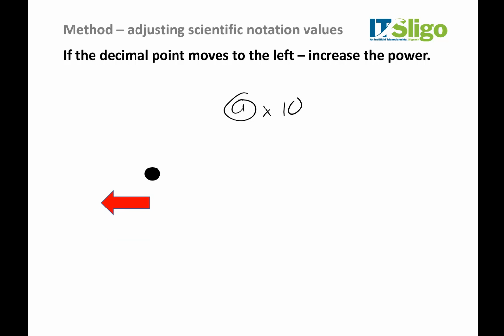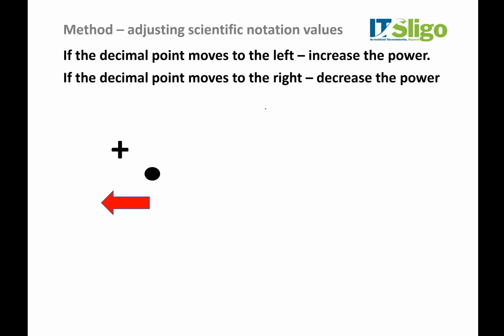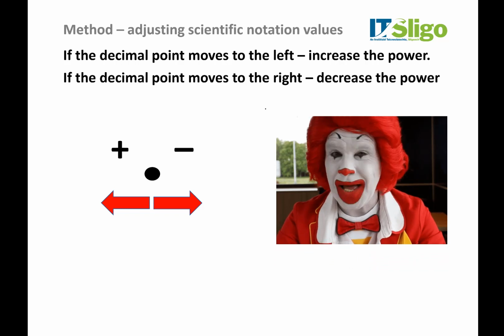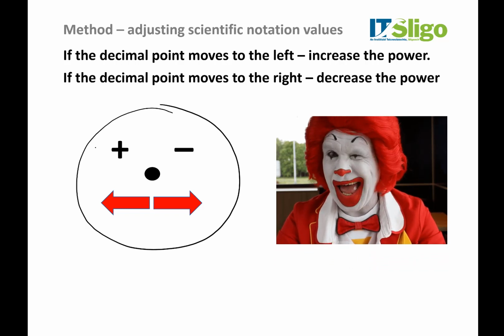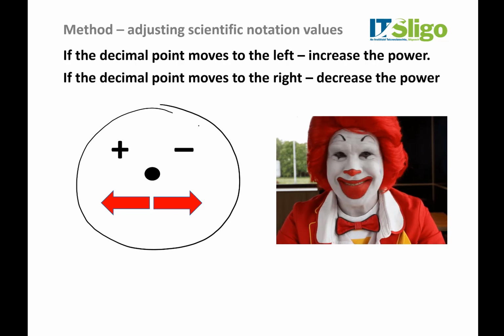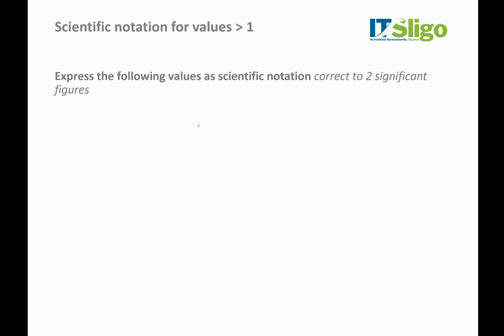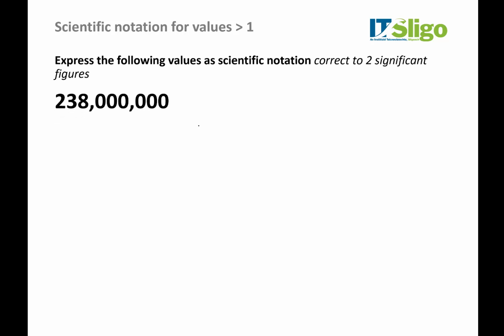So if the decimal point needs to move to the left, we increase the power. If the decimal point needs to move to the right, we decrease the power. So again, this only makes sense when we start to look at examples in context. But if you try and remember that little winking clown and this face here with the wink on the right hand side, it'll help you an awful lot.